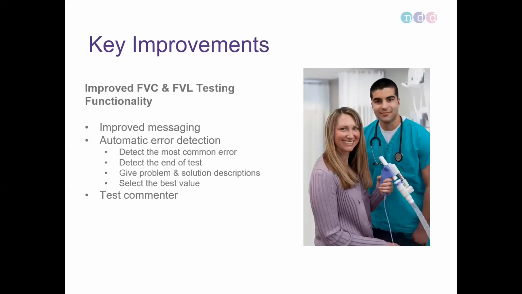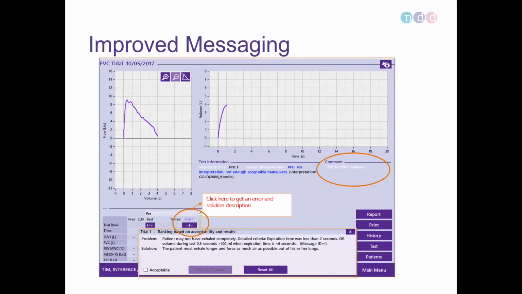When it comes to the spirometry testing functionality, there are a few things that have changed to help better test. The improved messaging, automatic error detection detects the most common errors, detects the end of test, gives problem and solution descriptions, select the best value, and test commenter. Improved messaging is really beneficial whether you've been a long-time spirometry user, you're new to spirometry, or you have staff who are new. It's the ability to get a message as to what was going on with the test.